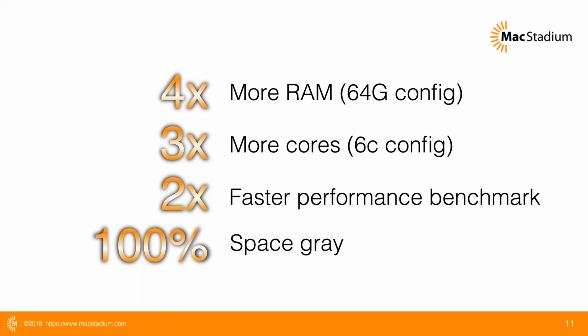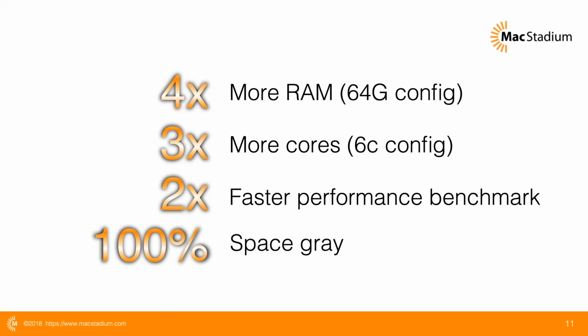All of that culminates in a 2x faster performance benchmark. We'll talk about that in just a little bit, but one of the benchmarks that we pay the most attention to is build times for our customers that are doing compile operations on the Mac Minis. And when you have a 2x faster performance benchmark, that means that your 40-minute build can now run in 20 minutes just by upgrading the hardware, which is amazing.